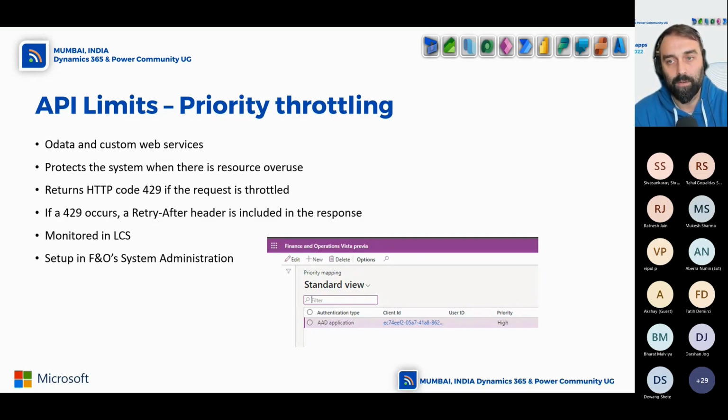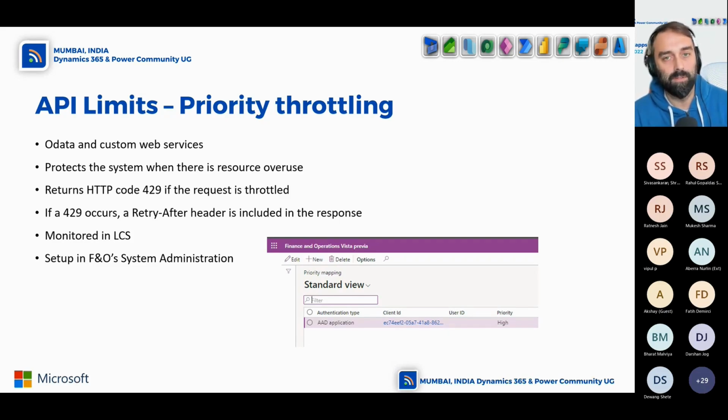When a request is throttled, you can see it in LCS. You go into the environment monitoring, even though we have less and less monitoring each time I go inside LCS. And you can see all the requests that have been throttled. And the setup, which is the image on the right, is in the system administration of finance and operations.